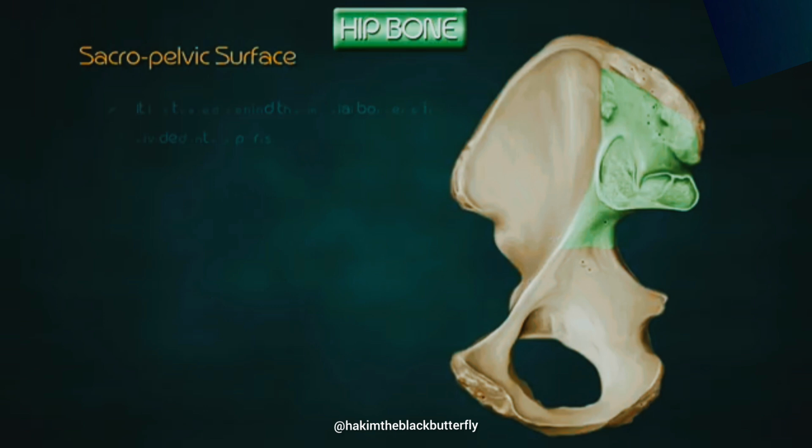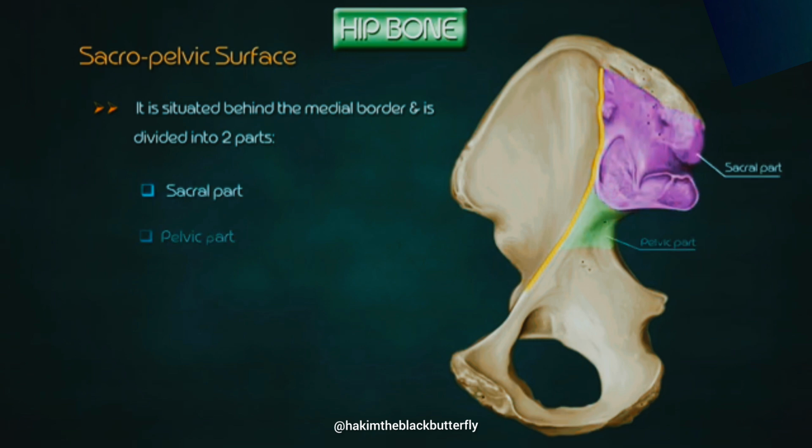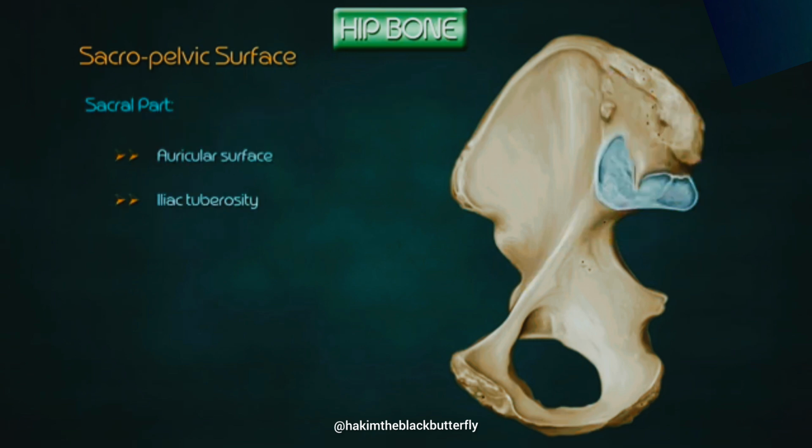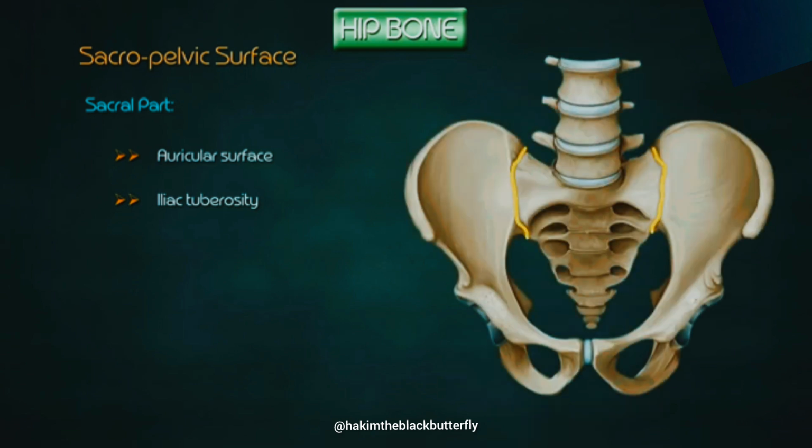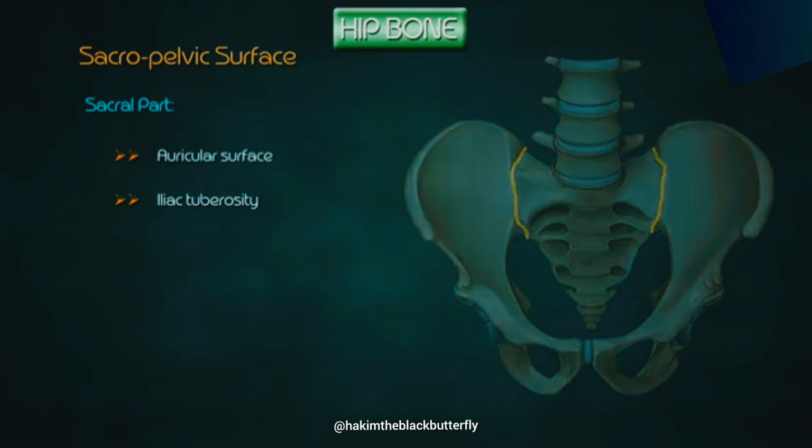Sacropelvic surface. It is situated behind the medial border and is divided into two parts, sacral part and the pelvic part. Sacral part presents with an auricular surface anteriorly and the iliac tuberosity posteriorly. Auricular surface. It lies below and anterior to the iliac tuberosity. It resembles the shape of a pinna of the ear, hence the name. It articulates with the auricular surface of the sacrum.